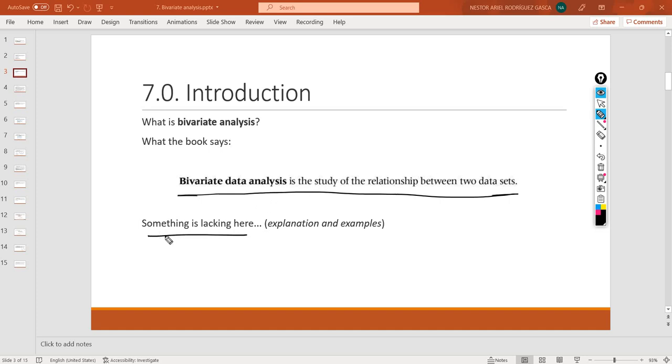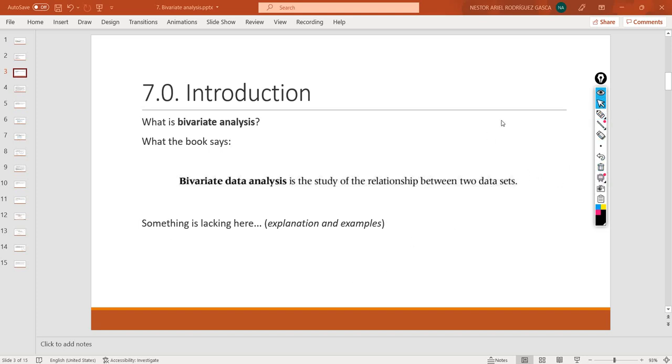Maybe not something, but some things are lacking. Okay? Try to remember this definition. Bivariate data analysis is a study of the relationship between two data sets. And I'm going to tell you why that's a little or a lot inconvenient as a definition.